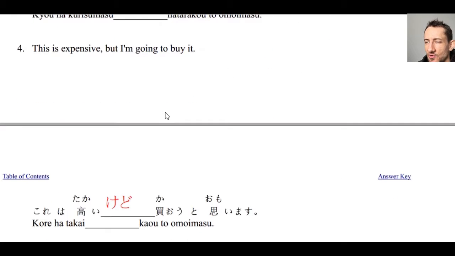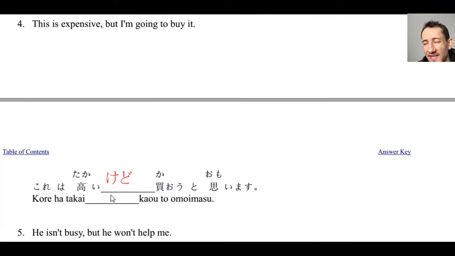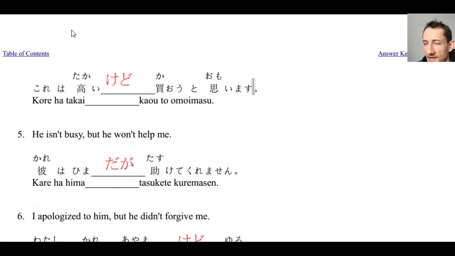This is expensive, but I'm going to buy it. これは高いけど買おうと思います。買おうと思います. So remember we practiced that using the volitional form, right? 買おうと思う. 買おうと思います. And let's see number 5.